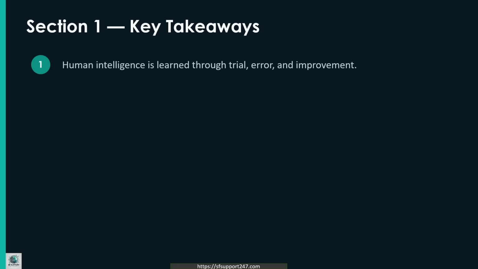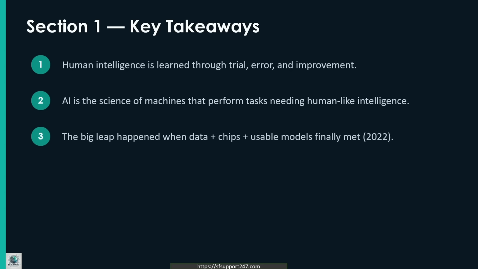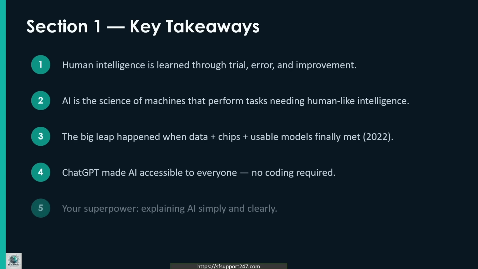What are the takeaways for section 1? Human intelligence is learned through trial, error, and improvement. AI is the science of machines that perform tasks needing human-like intelligence. The big leap happened when data, chips, and usable models finally met, and on November 30th, 2022, ChatGPT got released. ChatGPT made AI accessible to everyone. Your superpower is explaining AI in simple and clear terms.